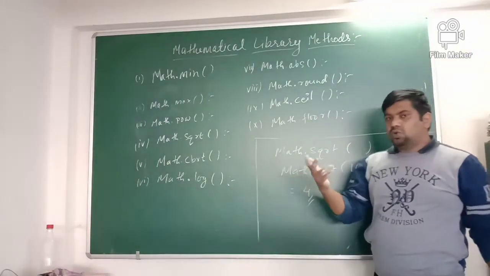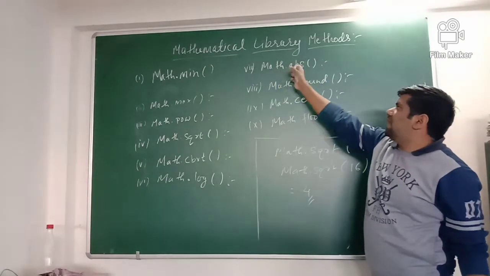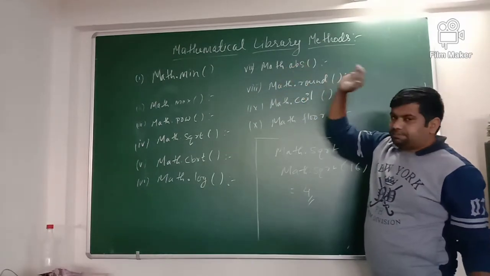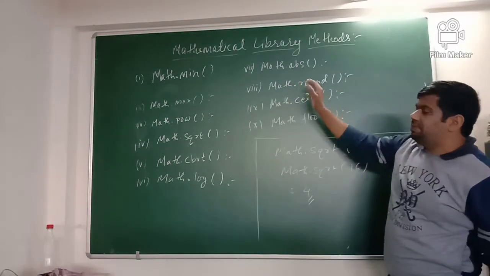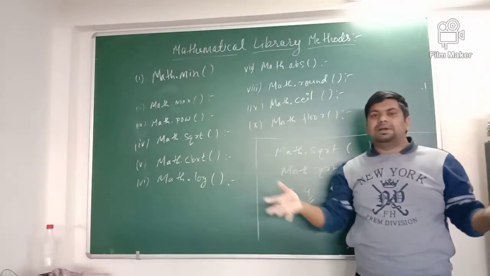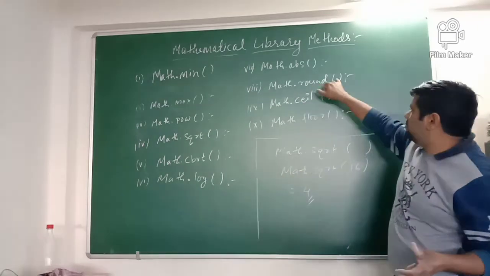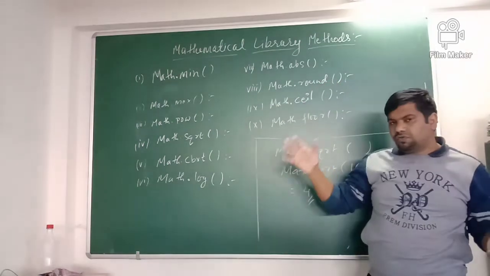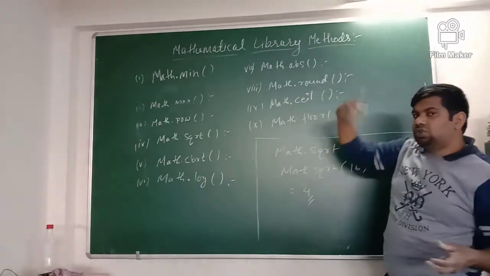Sometimes there are two decimal numbers given and we need to find the absolute value. So this time we are going to use this method. Next we have got maths.round. Maths.round means rounding of any decimal number, like 2.5. If we are writing 2.5 out here, what will be the round off? The round off will be 3. But if it is 2.3 out here, the round will be 2.